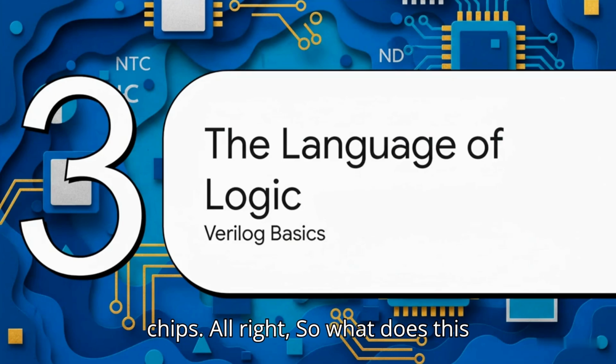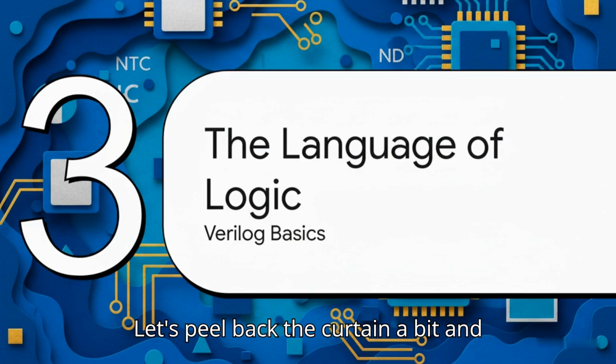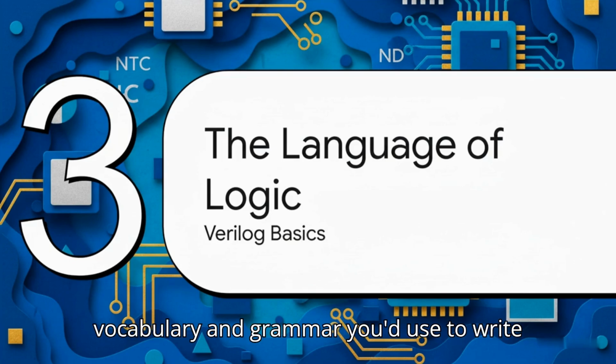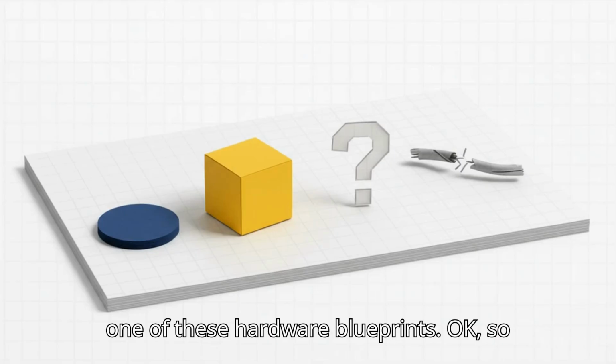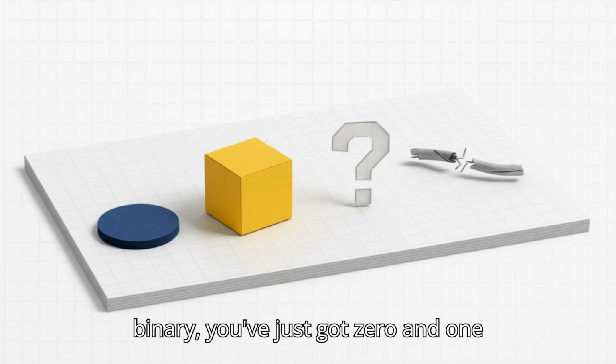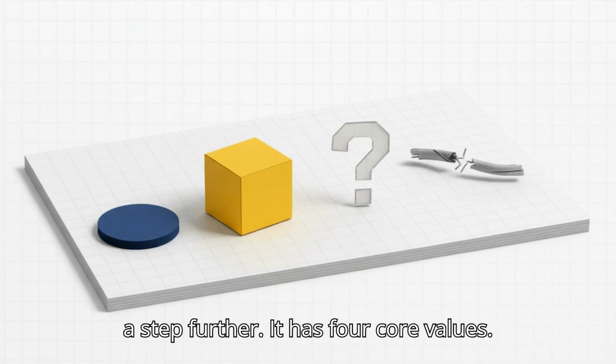All right, so what does this language of logic actually look like? Let's peel back the curtain a bit and check out the basic building blocks, the vocabulary and grammar you'd use to write one of these hardware blueprints. Okay, so first things first. In regular old binary, you've just got 0 and 1, right? Off and on. Well, Verilog takes it a step further. It has 4 core values.